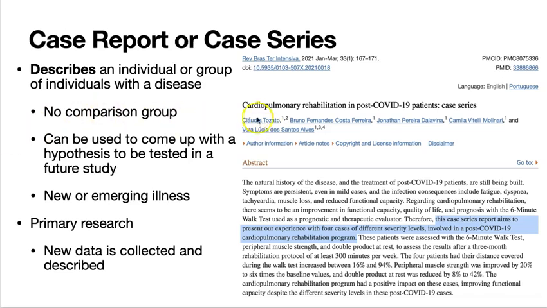So this is a study about cardiopulmonary rehabilitation in post-COVID-19 patients. So there were a series of patients who had COVID-19, and they wanted to test, because COVID-19 was a new disease at the time, they needed to test new therapies, right? So they're doing a new therapy for a new disease. So they wanted to say, what kind of cardiopulmonary rehabilitation program works for post-COVID-19 patients, okay?